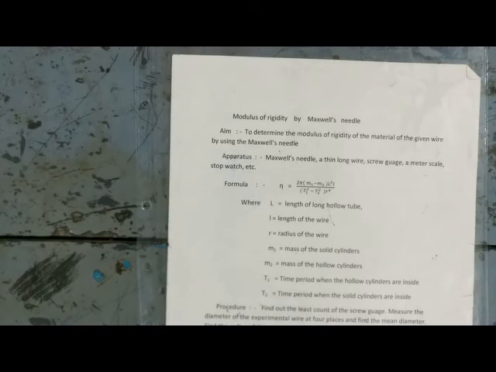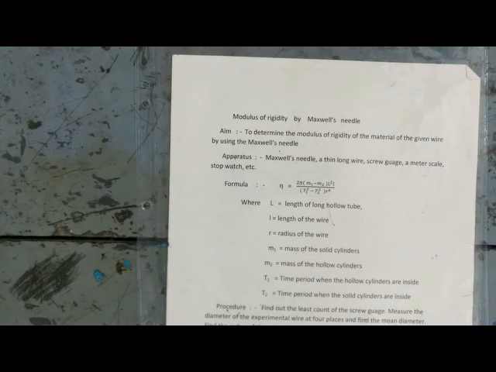Small m1 is the mass of the solid cylinders, and small m2 is the mass of the hollow cylinders. T1 is the time period when the hollow cylinders are inside, and T2 is the time period when the solid cylinders are inside. After that, we have the procedure.